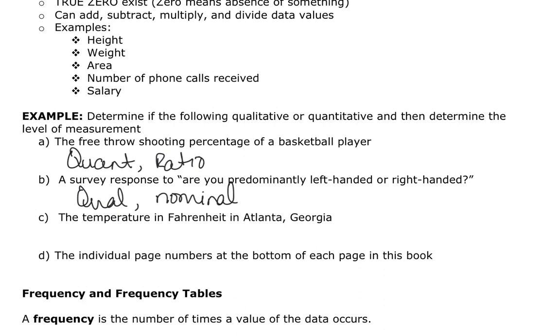The temperature in Fahrenheit in Atlanta, Georgia. This is something I can measure. So it's quantitative and it's interval, because when I'm talking about temperature, it makes no sense to do division. That's why it's not ratio. So this is quantitative and it's interval.